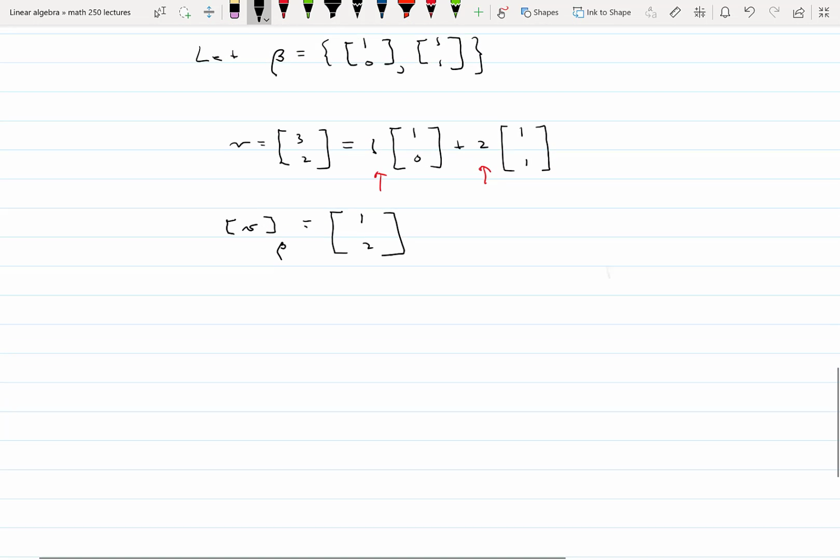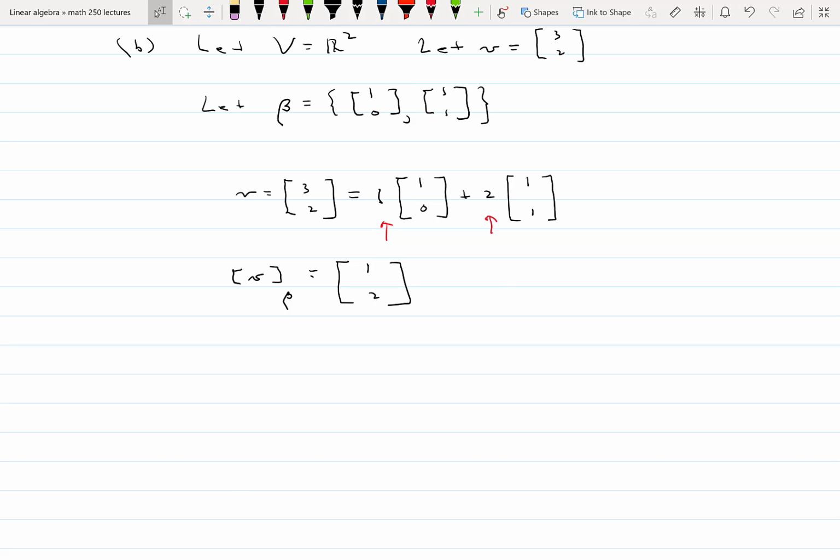Now let's take a look at a little more abstract example. So let's take a look at C. Let the vector space V be the set of all polynomials of degree 2 or less. Let a specific vector v in that vector space be the vector negative 6x squared plus 2. And let's consider the standard basis vectors.